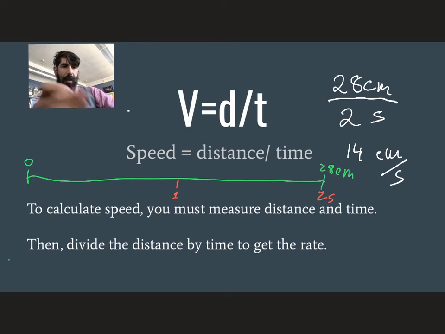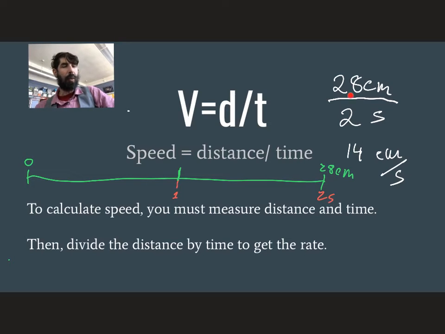There's only 2 groups of seconds in 2 seconds. So if I can figure out how far I am at this point, then I know. The way I figure that out is like this. I'm going to divide 28 centimeters into 2 groups, like that. 28 divided by 2, and my answer is 14 centimeters per second.